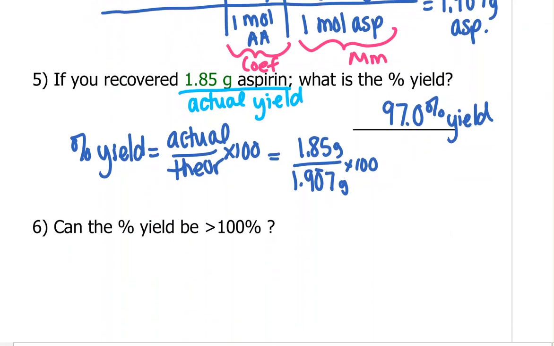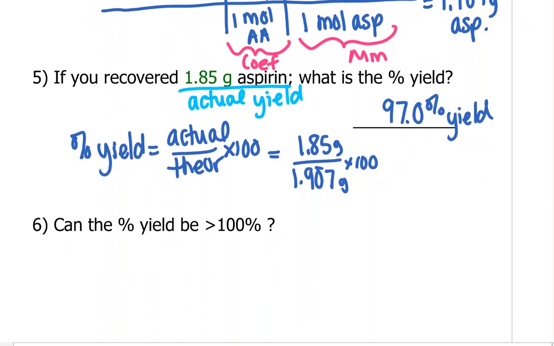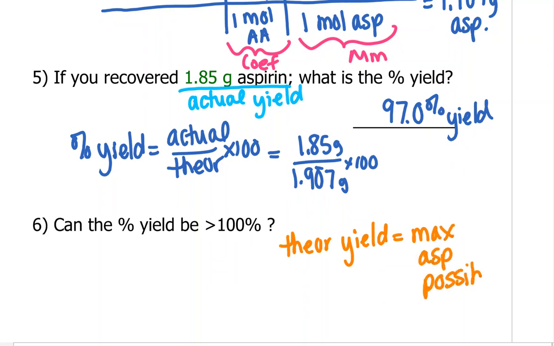Okay. Last question, can the percent yield be over 100%? Remember that the theoretical yield is the maximum possible. So you can't get more than 100% pure aspirin, but it may appear that you have more. So if your numbers come out over 100%, it probably means that you have a contaminant.